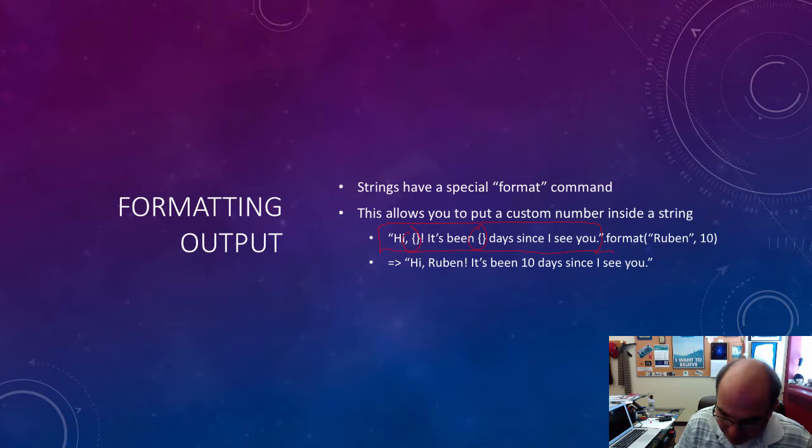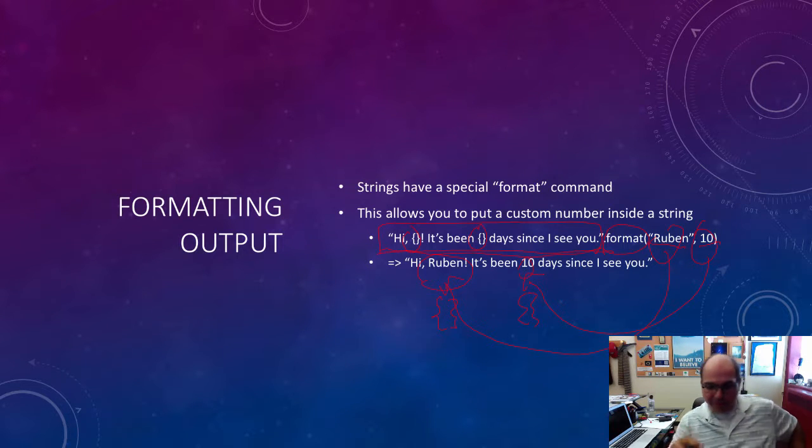So then we have this pattern string, and we say dot format. Dot format is Python's way of saying: these are the values that are going to take the place of those open and closed braces. So the first one is going to be Ruben, that's my name. The second one is going to be 10. So it will say, hi, Ruben, that was the first curly brace. It's been, and then the other curly brace, 10 days. So you see that the Ruben went here, and the 10 went here. That's where those curly braces were. That's how we get nicely formatted output.